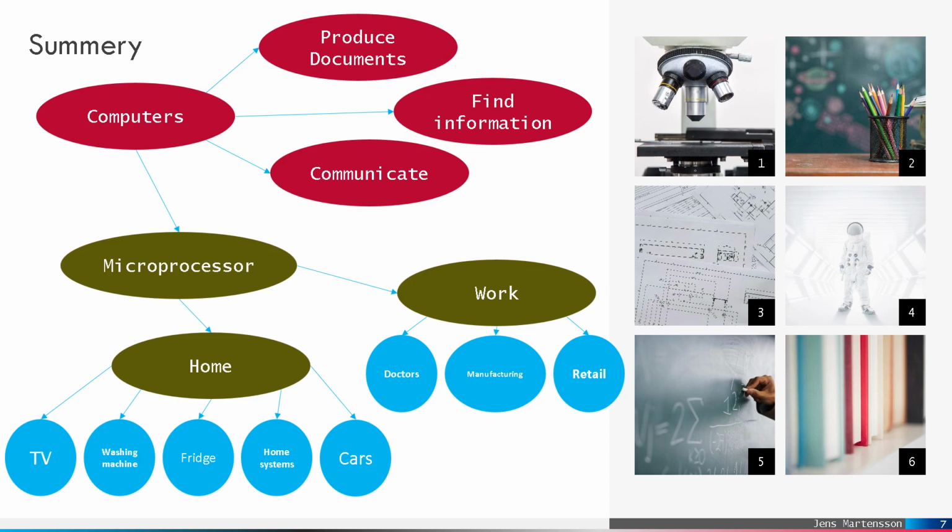So, in summary, the computers help us to produce documents, find information, and communicate. And the most important part inside our computers is the microprocessor. Microprocessors can be found in two places, at home or at work. At home, we can find them in devices such as TV, washing machine, fridge, home systems, and cars. At work, we can find them in fields like doctors, manufacturing, and retail.